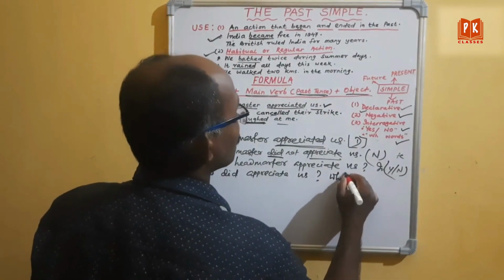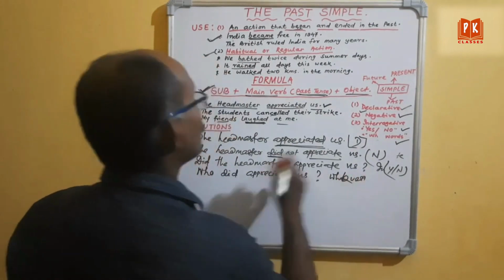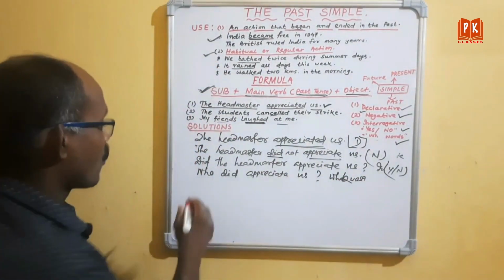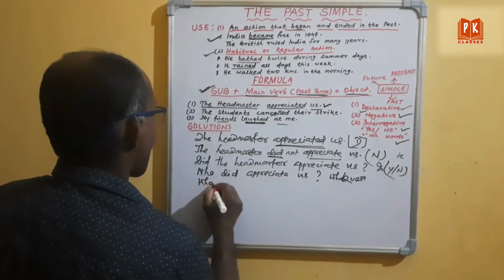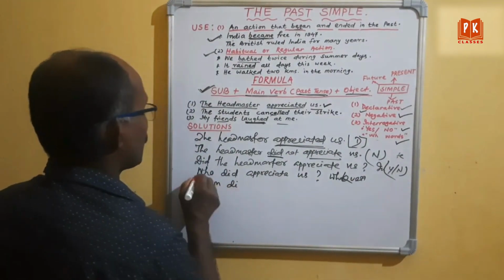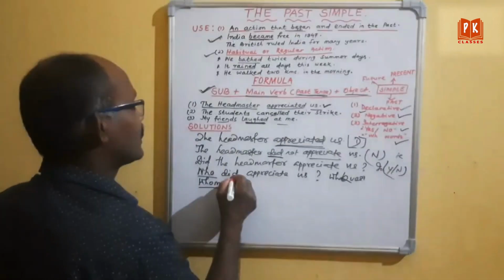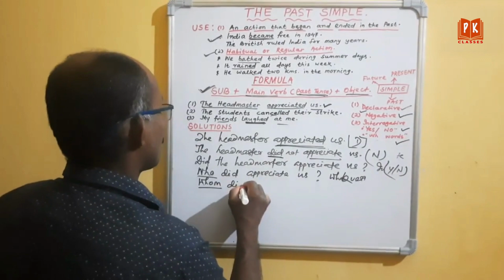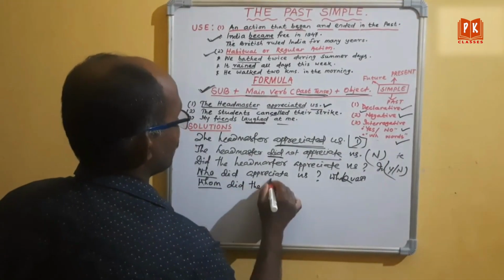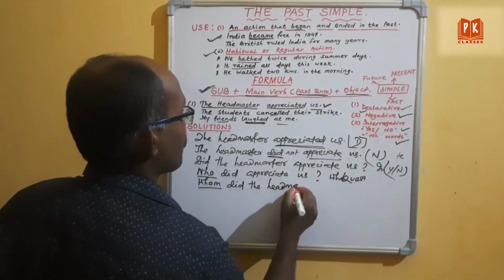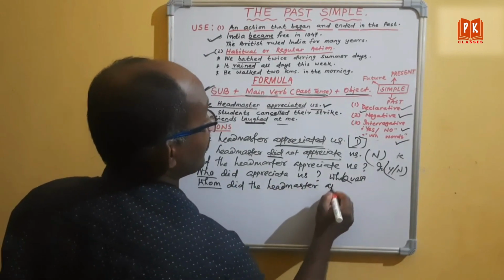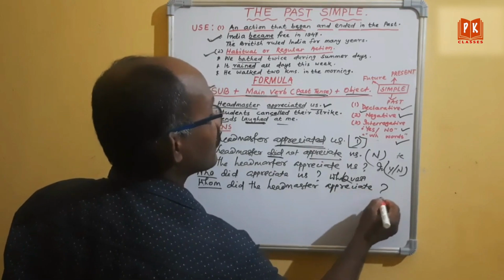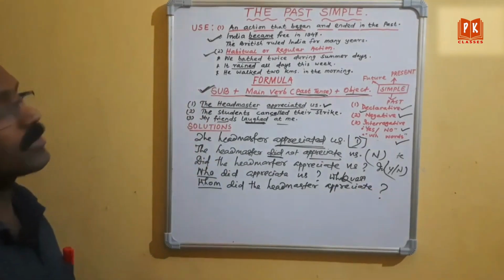WH question. Whom did the headmaster appreciate? Whom? WH word. First bring the WH word. Then which verb you got from the main verb? Whom did the headmaster appreciate? Not appreciated. Clear? You get WH word question.